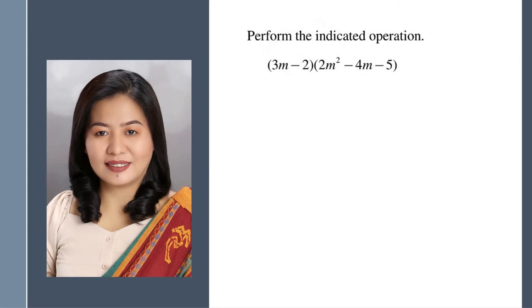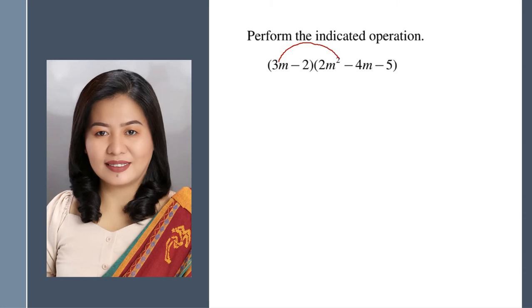Okay, so this time we have a binomial times a trinomial. Binomial meaning we have two terms. Trinomial meaning we have three terms. So we just have to distribute, the same process as the previous numbers. We just have to multiply each of the terms.